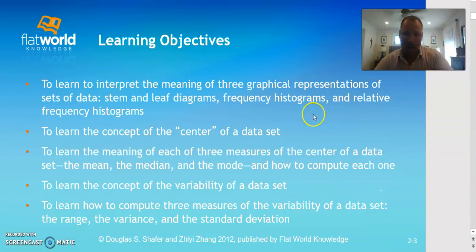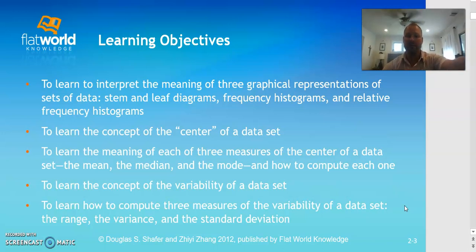Okay, so first, learning objectives: to learn to interpret the meaning of three graphical representations of sets of data: stem and leaf diagrams, frequency histograms, and relative frequency histograms. To learn the concept of the center of a data set. To learn the meaning of each of the three measures of center of a data set: the mean, the median, and the mode. That's something that should be very, very familiar to all of you at this point.